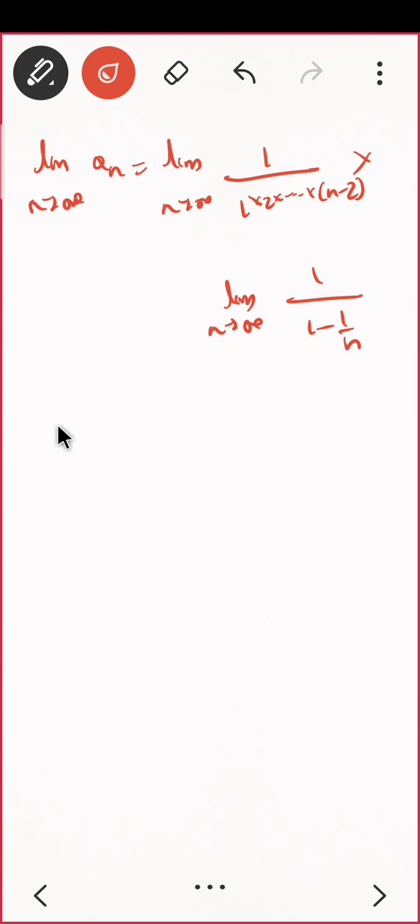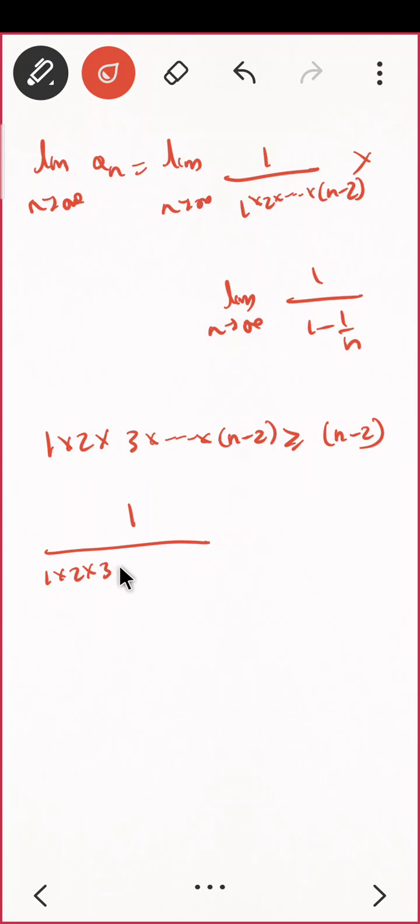So let us see. 1 into 2 into 3 into up to n minus 2 is always greater than or equal to n minus 2. Do you agree? So what about 1 upon 1 into 2 into 3 up to n minus 2? That is less than or equal to 1 upon n minus 2. Nice. But I want something else, along with this, 1 upon 1 minus 1 by n. So I want that also.